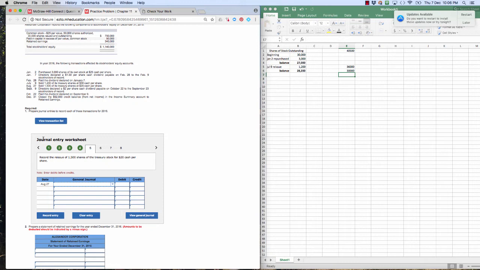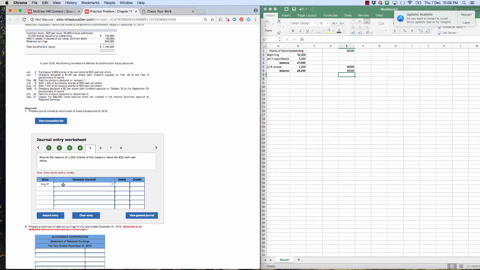Okay. Then on August 27th, we're going to sell more of these treasury shares at an amount lower than our par value. So in the example for July 9th, we were reissuing treasury stock above the cost. And now we're going to be reissuing treasury stock under cost.